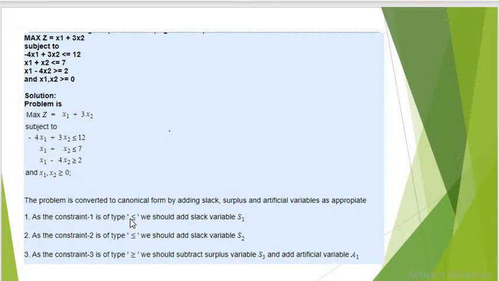As constraint 1 is of the type less than or equal to, we should add slack variable s1. Since constraint 2 is of less than or equal to type, we have to add the second slack variable s2. The third constraint is of the type greater than or equal to, so we should subtract surplus variable s3 and add artificial variable a1.